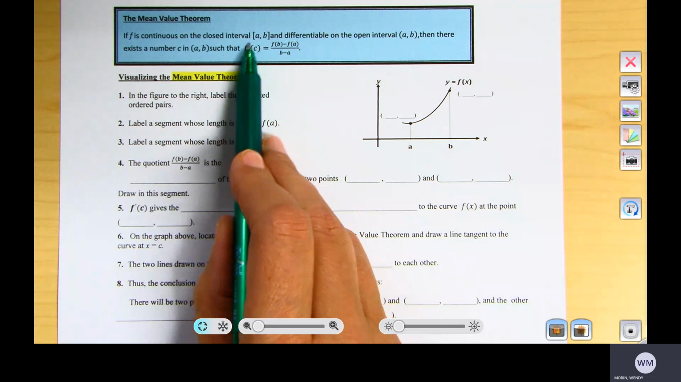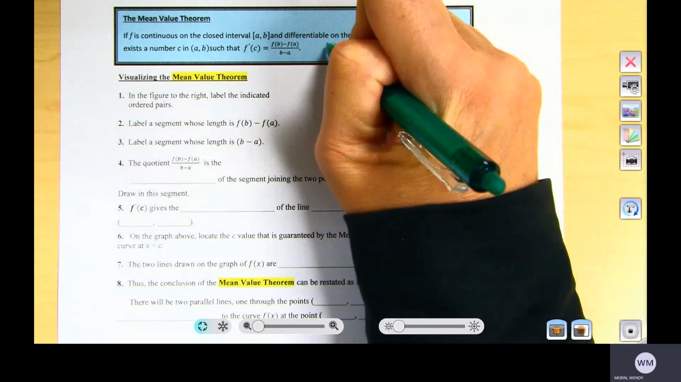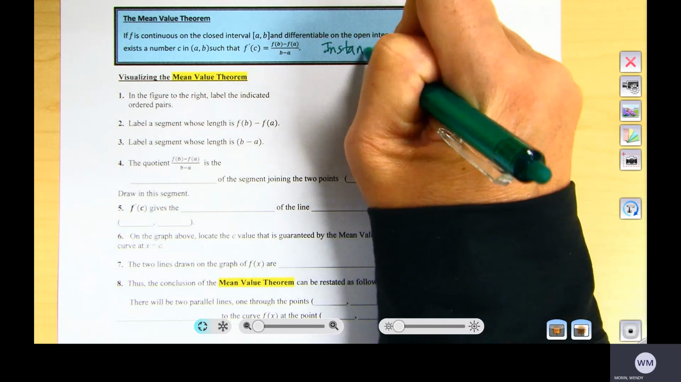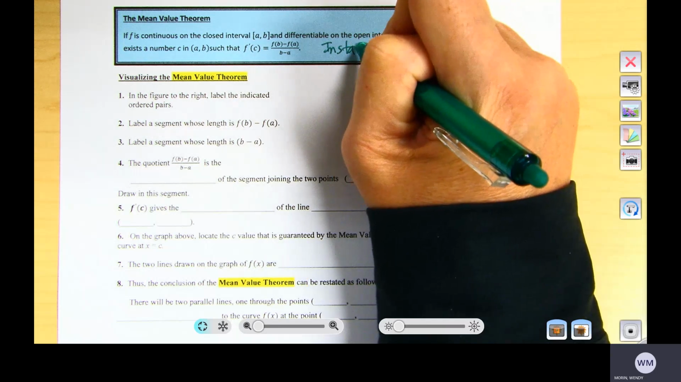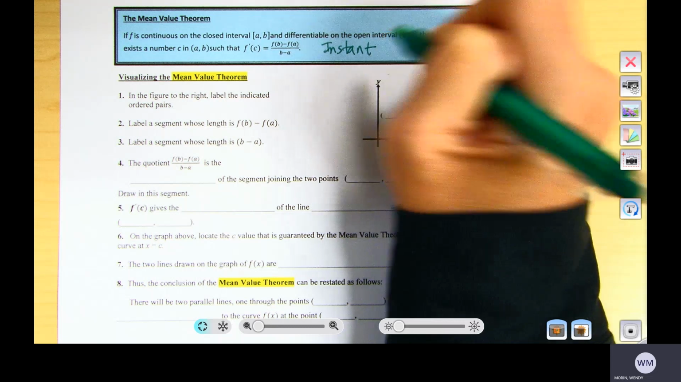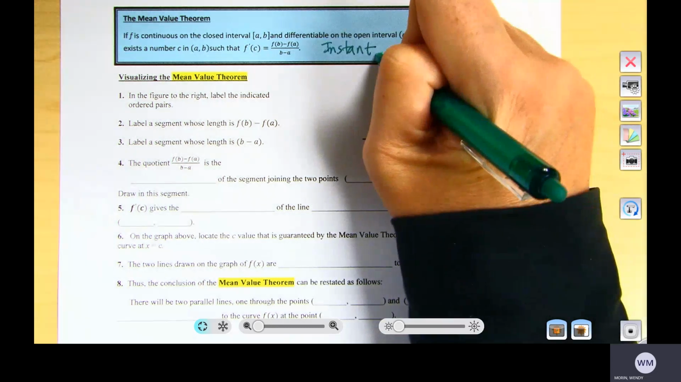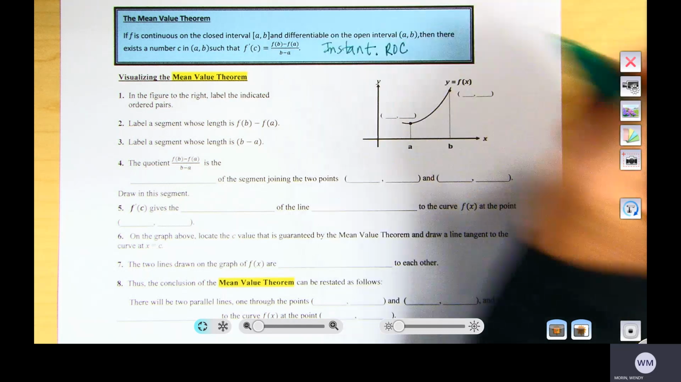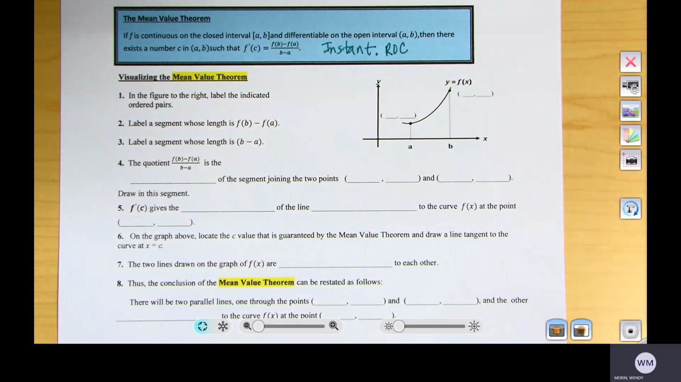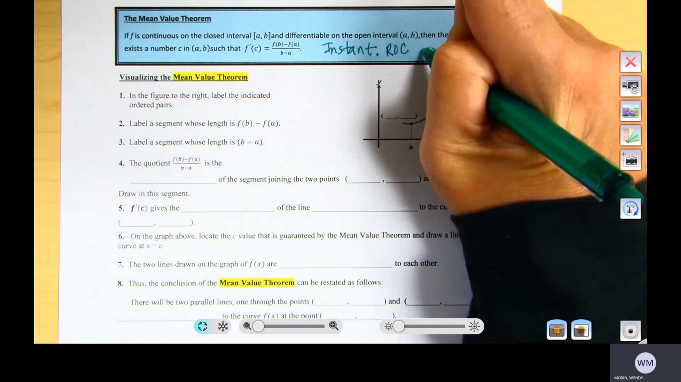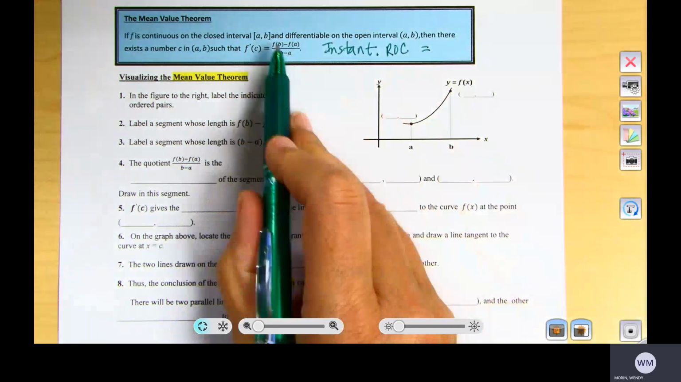This we call instantaneous rate of change. Instantaneous rate of change. I didn't feel like spelling it because I probably would spell it wrong. Equals, what's this?